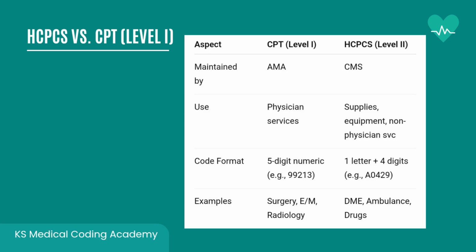HCPCS versus CPT, Level 1. Let's compare HCPCS Level 2 to CPT. Also called Level 1, CPT codes are 5-digit numeric codes for physician services and are maintained by the AMA. HCPCS Level 2 codes are alphanumeric and used for services or supplies not covered in CPT. Understanding this difference helps you know when to look beyond the CPT book in real-world billing and exam scenarios.